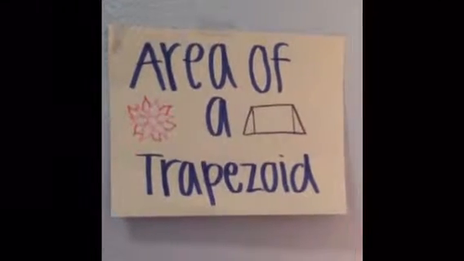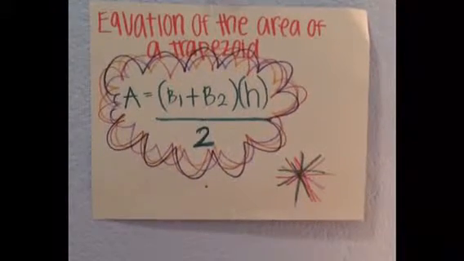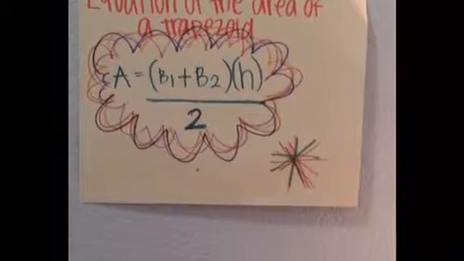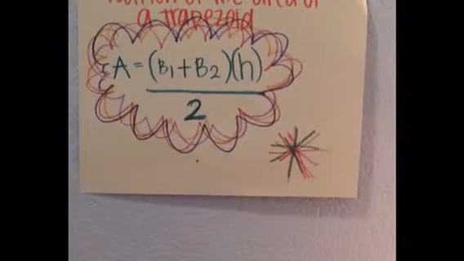So today we're going to be working with area of a trapezoid. The equation for the area of a trapezoid is base 1 plus base 2 times the height divided by 2, which will help you find the area of a trapezoid.